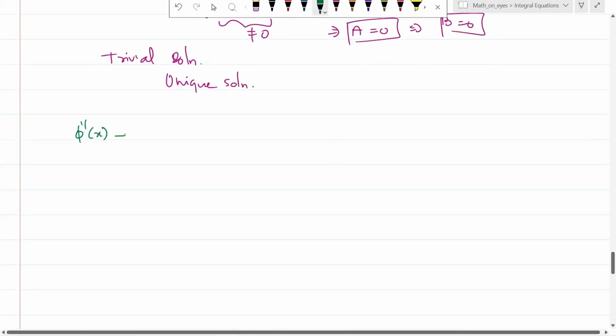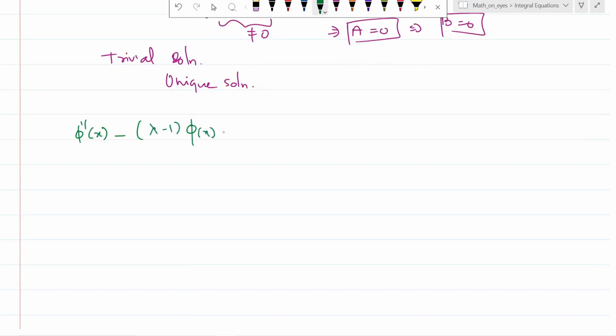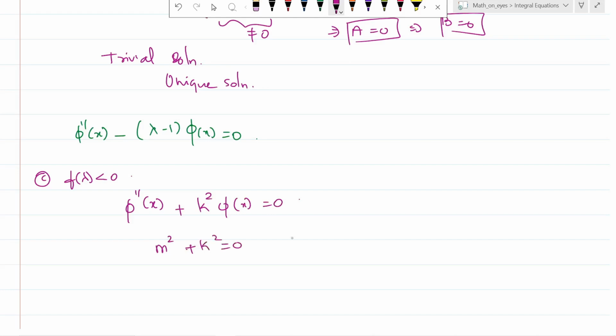Phi double dash of x minus lambda minus 1 into phi of x is equal to 0. Option C, f of lambda is less than 0, so let us take it as k squared. We get minus k squared, already a negative, so here we have plus k squared into phi of x is equal to 0. So we get m squared plus k squared is equal to 0. That implies m squared is equal to minus k squared, so m is equal to plus or minus ik. So we get phi of x is equal to a cos kx plus b sin kx.